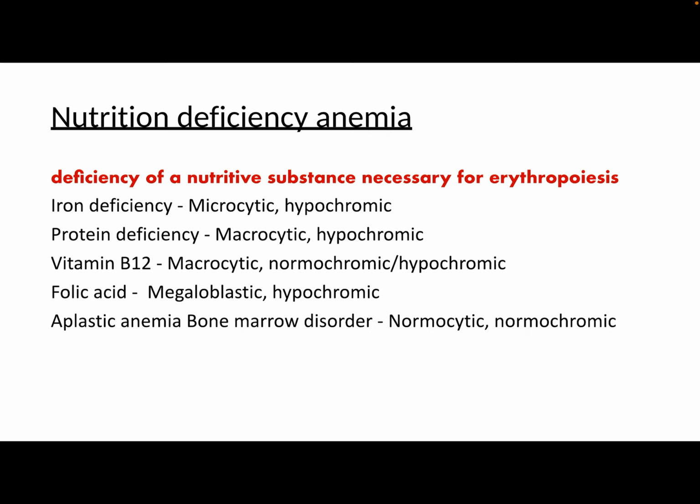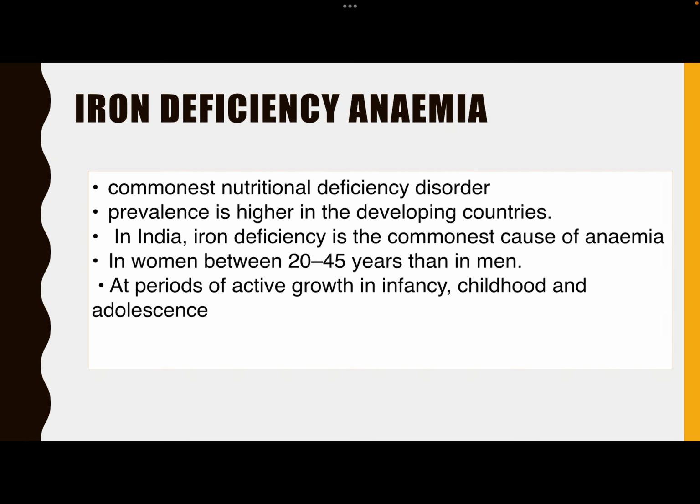In iron deficiency anemia, the cells will be microcytic and hypochromic. In protein deficiency, the cells will be macrocytic and hypochromic. In vitamin B12 deficiency, the cells will be macrocytic, normochromic or hypochromic. And in folic acid deficiency, the cells will be megaloblastic and hypochromic. We can see the nutritional deficiency anemias in detail.